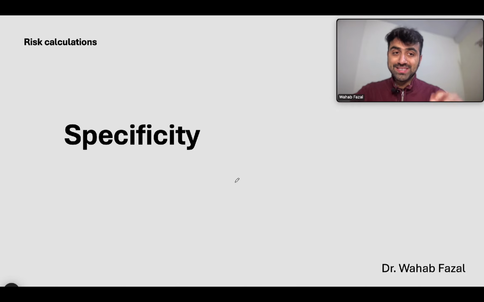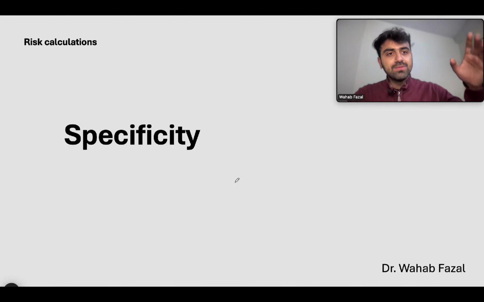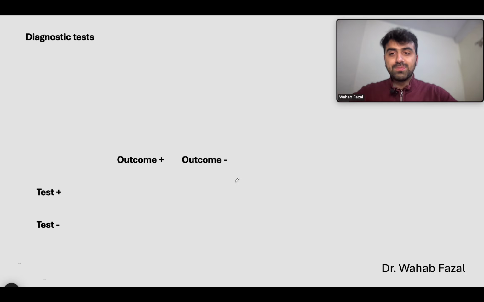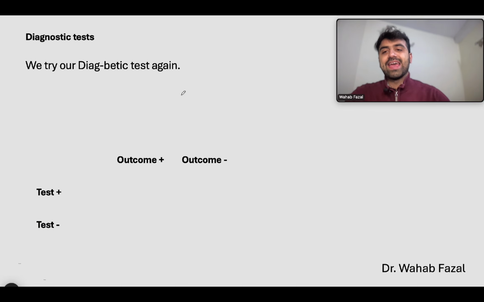So what is specificity? In the same manner, think about specificity that in 100 healthy people, a test with a specificity of 95% comes up negative 95 times, and the rest of the 5 times it says, this person is positive, this person has the disease. So false positive. I know this might sound complicated. So let's try our diabetic test again.